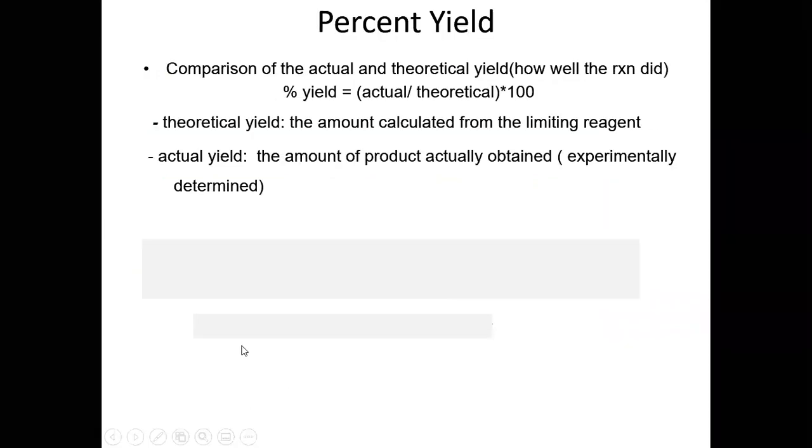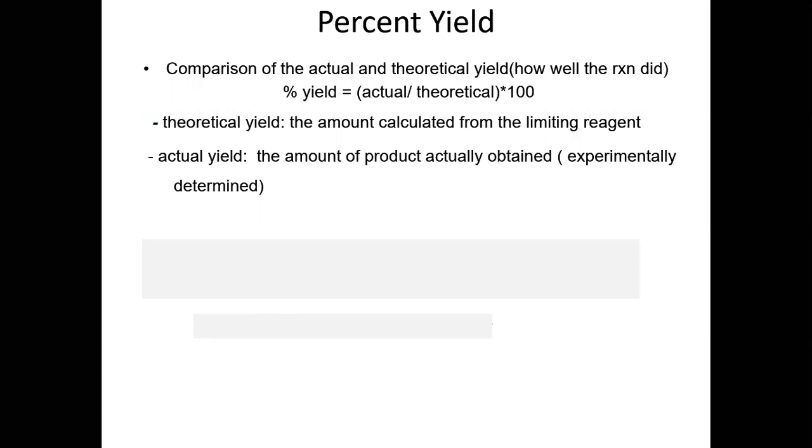So the last bit of stoichiometry that we need to talk about is the percent yield. And so the percent yield kind of gives you an idea of how well you performed the reaction. So the closer the percent yield is to 100, the better you performed the reaction. So what you got from the experiment was close to what you calculated.